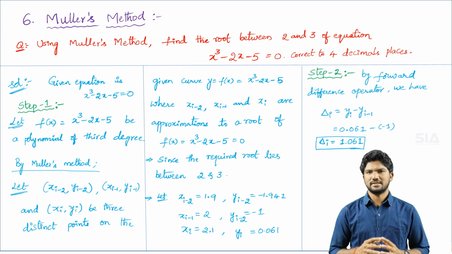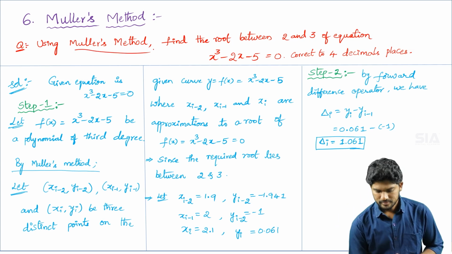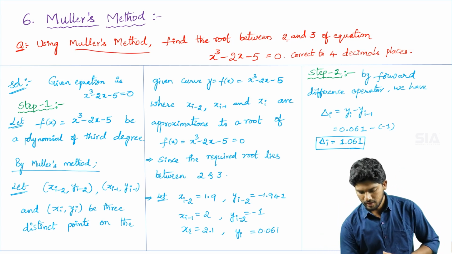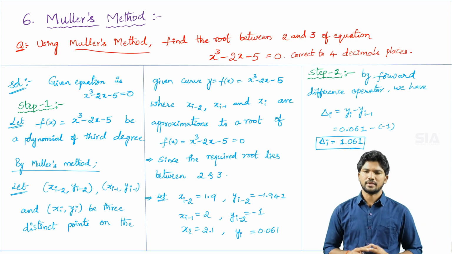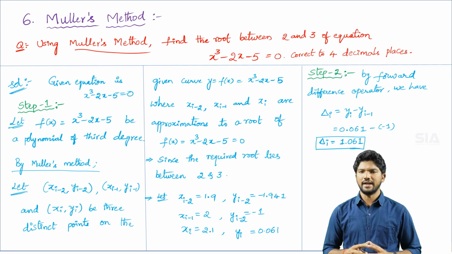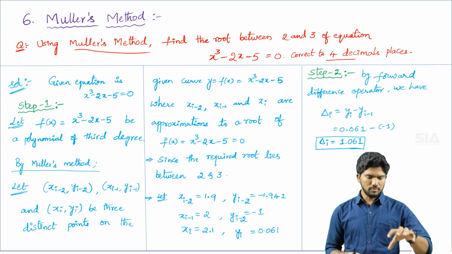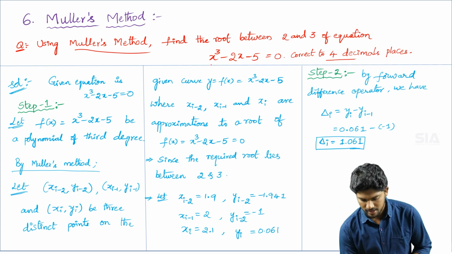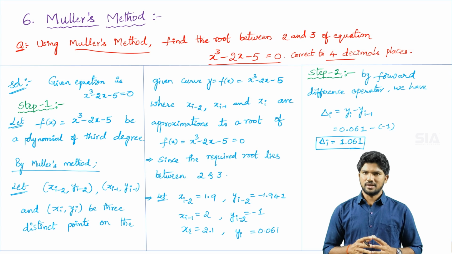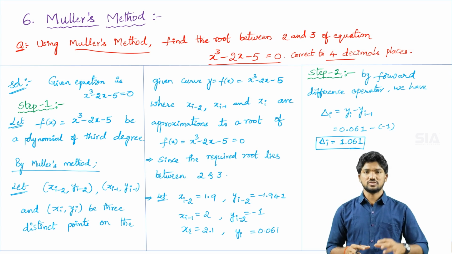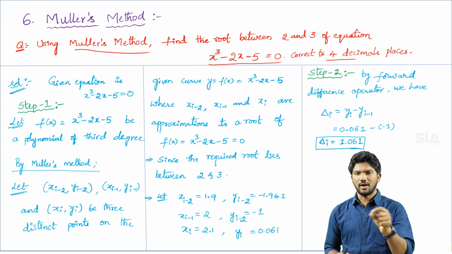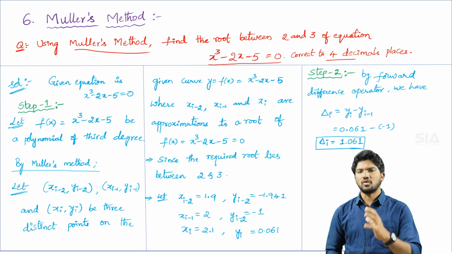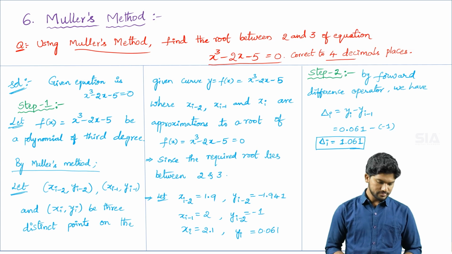The method is Muller's method. Using Muller's method, find the root of the given equation x cube minus 2x minus 5 is equal to 0 between 2 and 3 and correct to 4 decimal places. So this is the problem. By using Muller's method, we have to find the real root of this polynomial x cube minus 2x minus 5 is equal to 0 in between 2 and 3. The resultant root we have to express in 4 decimal places. Just remember that value.